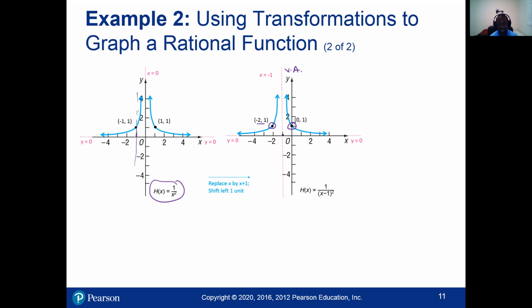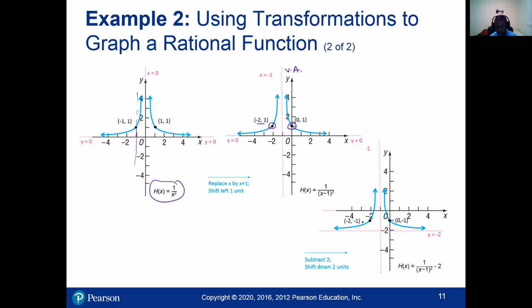And then we're going to shift this down. It means that the horizontal asymptote will go down 2 units. And when we do that, we have this graph. Everything goes down. That means that if you take this point and go down 2 units, you subtract 2 from the y-coordinate. So 1 minus 2 will be -1. That's why we have the points (-2, -1) and (0, -1). And that gives you this graph. So the equation of the horizontal asymptote is y equals -2. The equation of the vertical asymptote is x equals -1, as I've indicated over there.